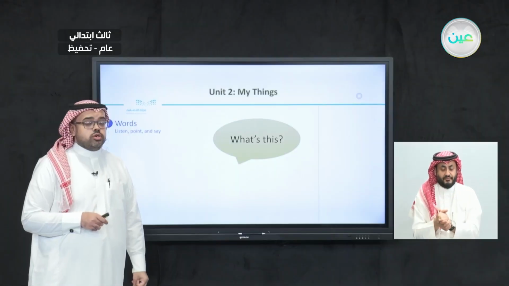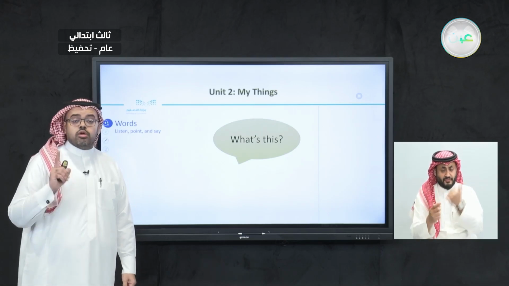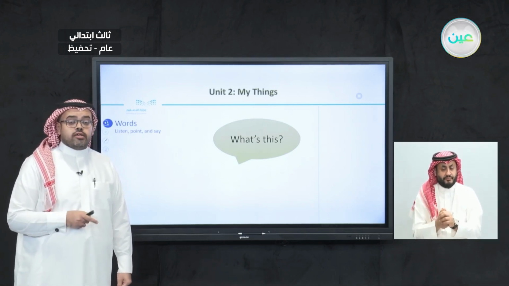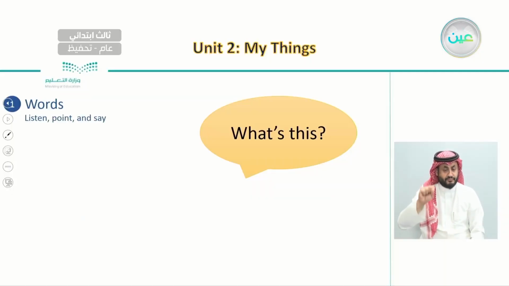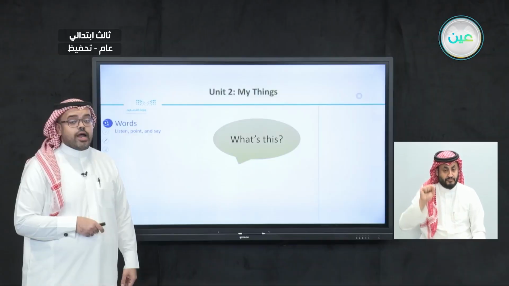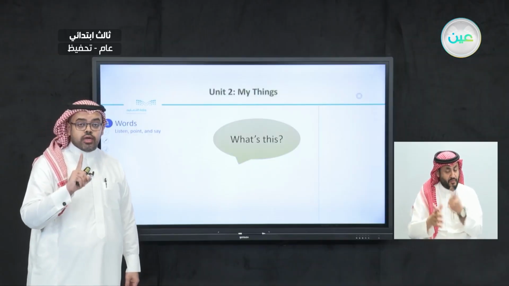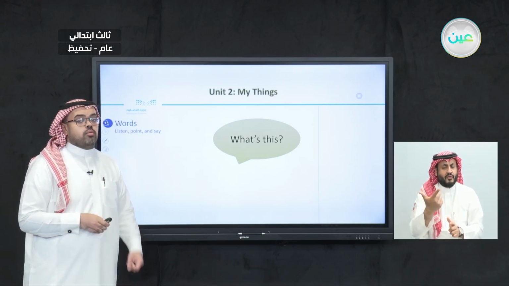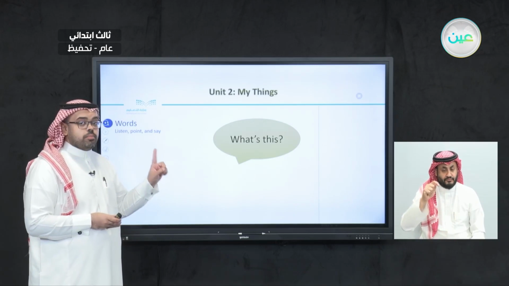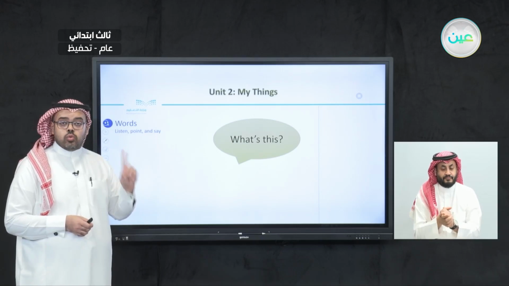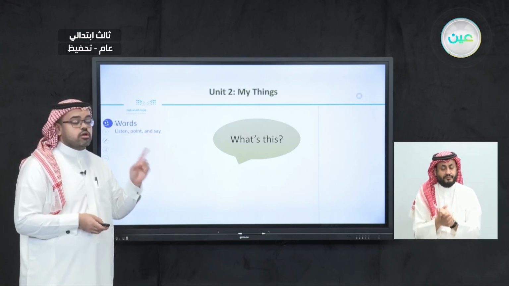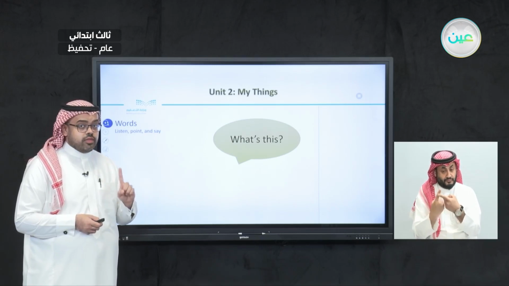So here we're going to learn about two important questions. The first question is, what is this? Or, what's this? Say after me, please. What's this? What's this? So we usually use what's this if we are asking about one thing. So maybe we are asking about one pencil or one pen or one screen. What's this? This is the question we ask if we are asking about one thing.